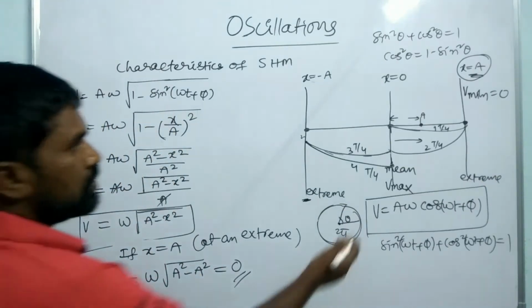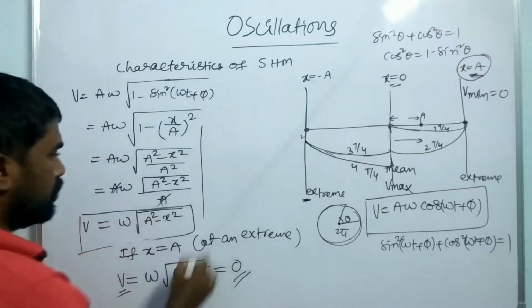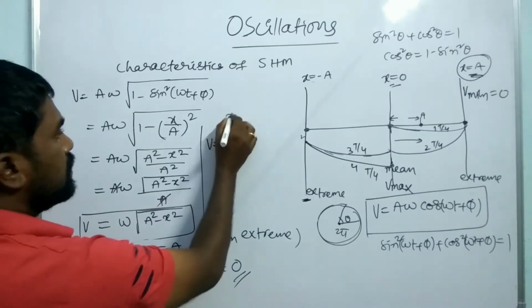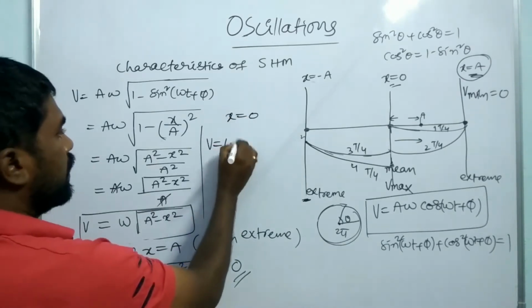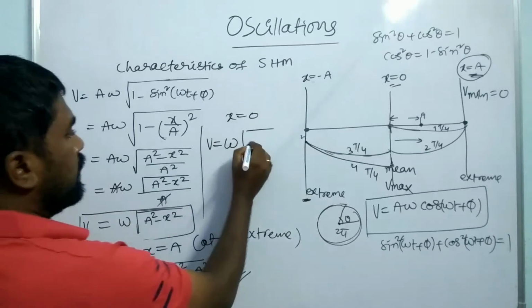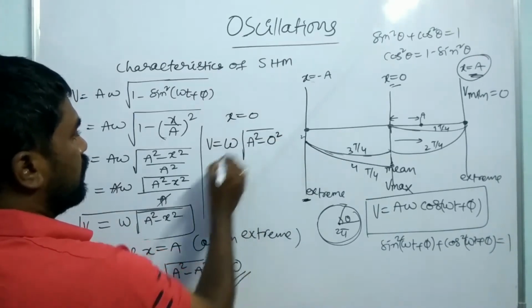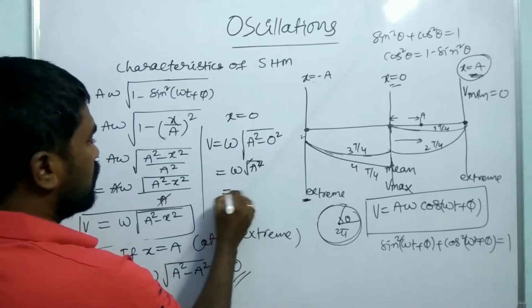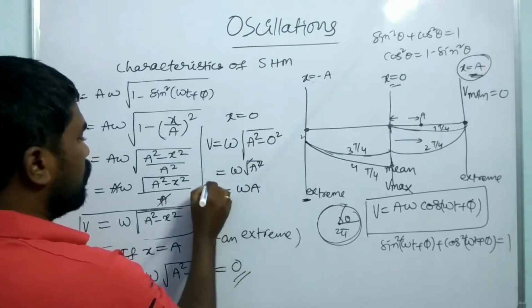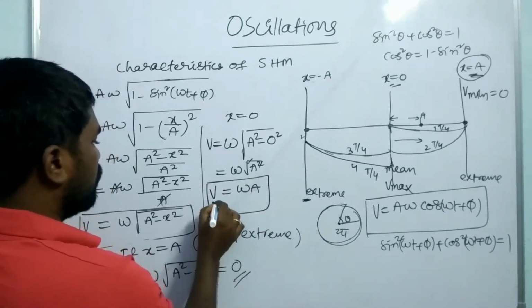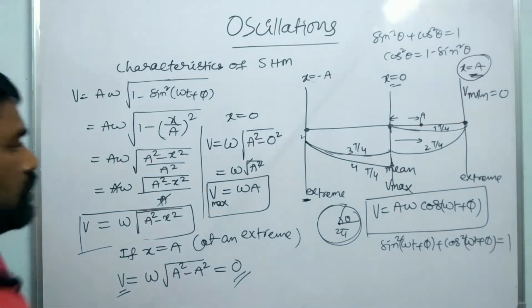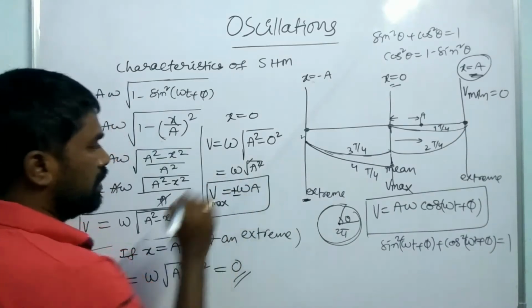So what is the velocity of the particle at mean position? At mean position, x is equal to 0. Omega into under root of a square minus 0 square. It is omega into root of a square. Square and root will be cancelled out. Omega a. So v is equal to omega a. This is the maximum value of the velocity of the particle. Maximum velocity of the particle in a SHM. So this can be put as plus or minus omega a.